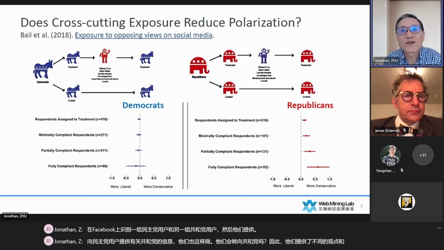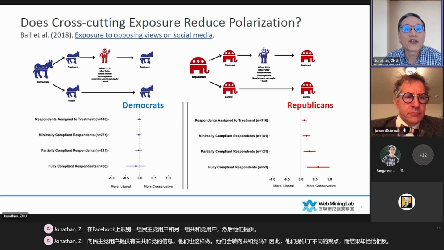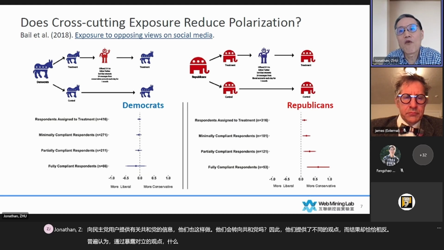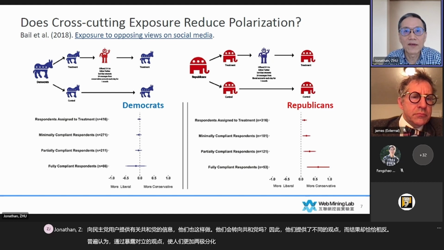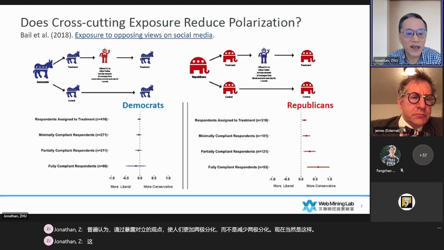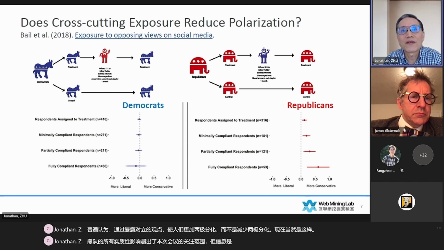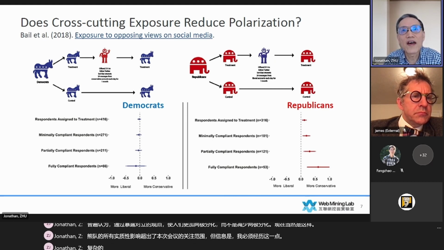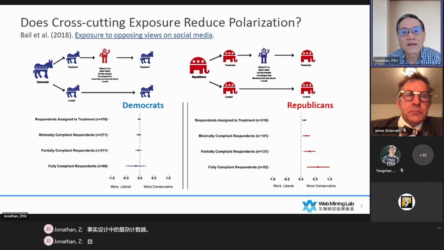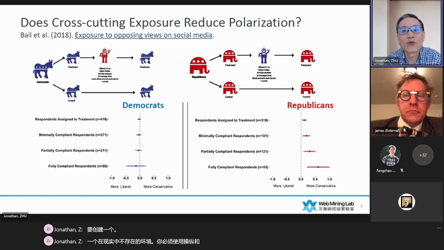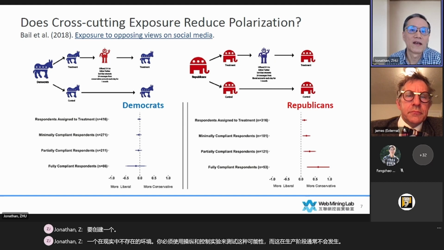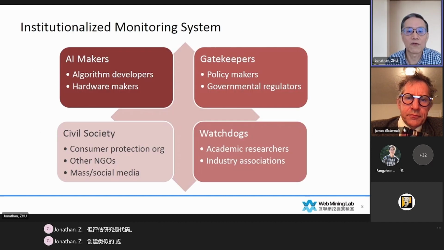And the results show the opposite of the general belief: exposure to opposing views made people even more polarized rather than less polarized. Now, this, of course, bears substantial implications that go beyond the concern of this meeting. But the message is that you have to go through this complicated counterfactual design to create an environment that doesn't exist in reality. You have to use manipulation and control the experiment to test this possibility, and that usually does not happen in the production stage of AI products, whereas evaluation researchers could create similar or different designs to make up for this.